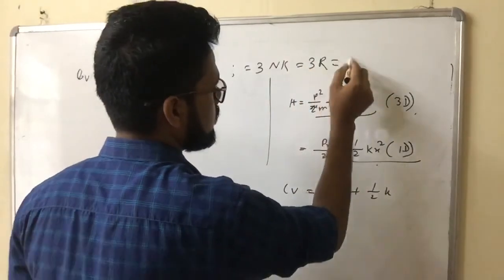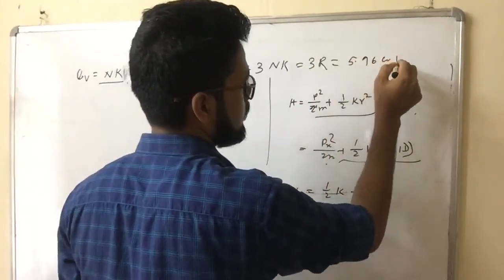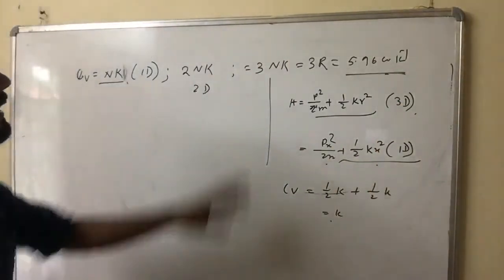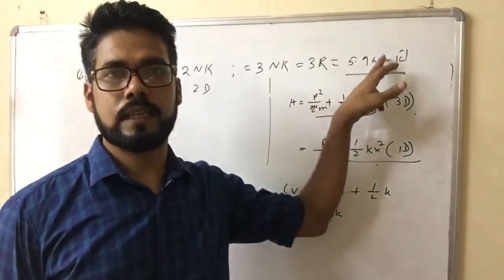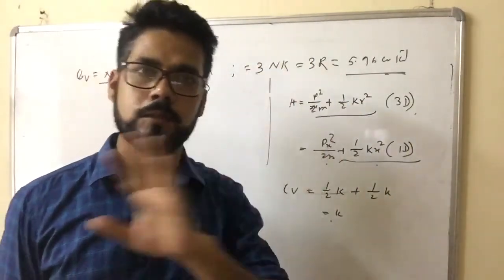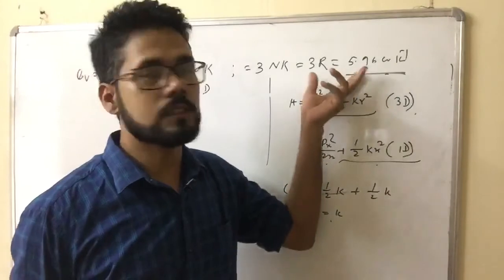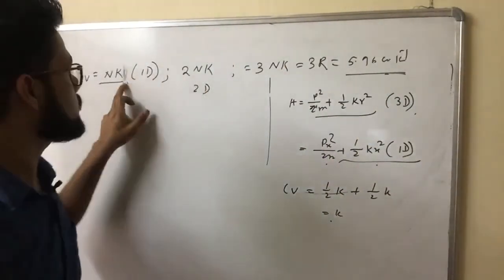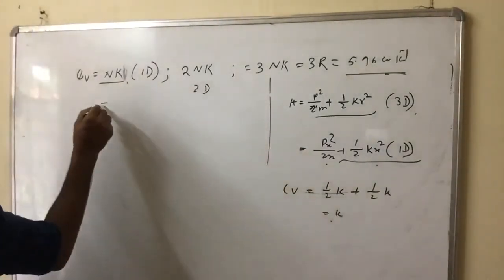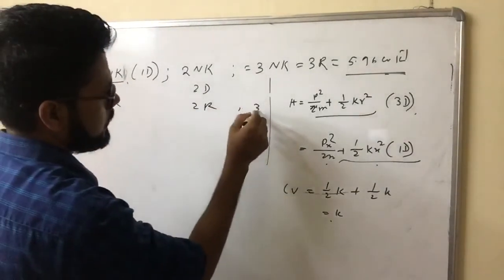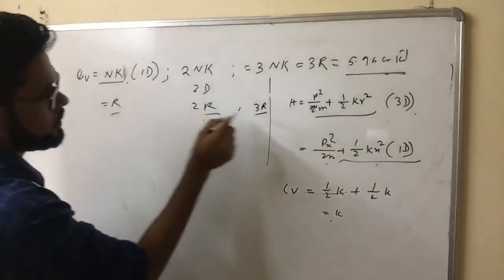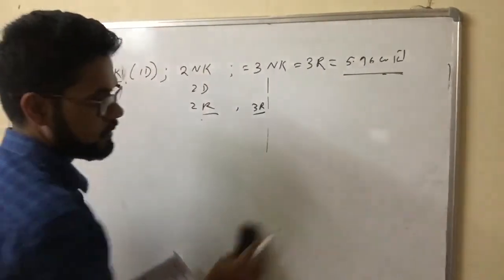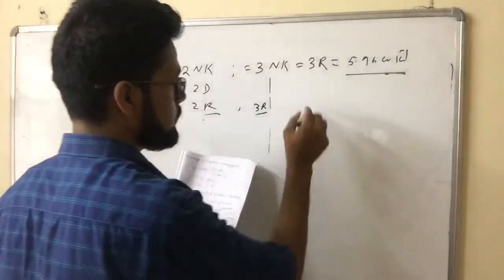3R means 5.96 calorie per Kelvin. This value you often get in the books. Do not confuse: this is only for a 3-dimensional crystal. For 2-dimensional it is twice nk, and for 1-dimensional it is nk. That means nk is R, twice is 2R, and it is thrice R. So 1D, 2D, 3D.